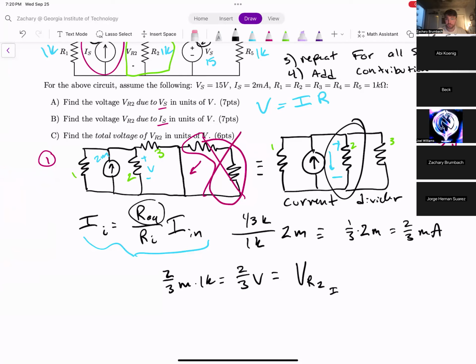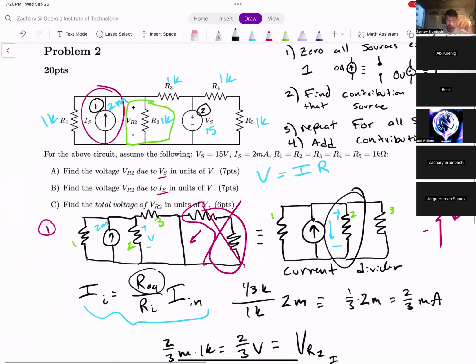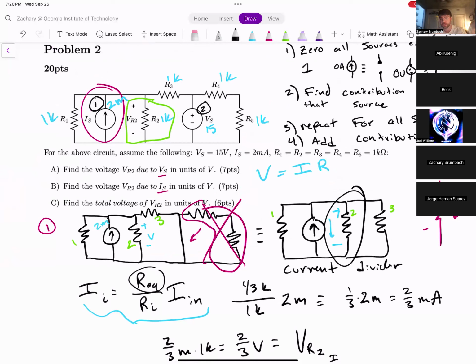I have a quick question. Just in general, why are you using superposition here over something like mesh or loops? So you could use mesh and nodes to just solve for the total voltage. But something you'll notice in a lot of the practice exams is they're specifically trying to drive you to a specific solution. So for example, here, asking for the voltage contribution from each source is superposition.